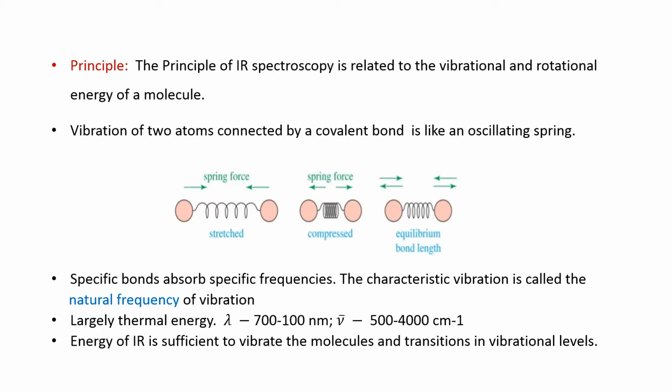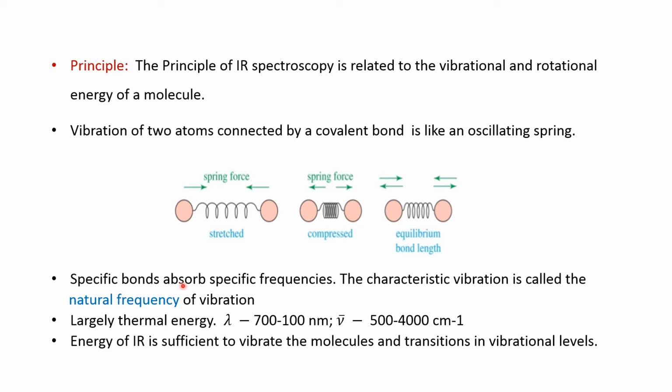So what is the principle involved in IR spectroscopy? The principle of IR spectroscopy is related to the vibrational and rotational energy of a molecule. Vibration of two atoms connected by a covalent bond is like an oscillating spring. So you can observe in the figure, it's a linear diatomic molecule which can be stretched, which can be compressed. So this is the actual equilibrium bond length.